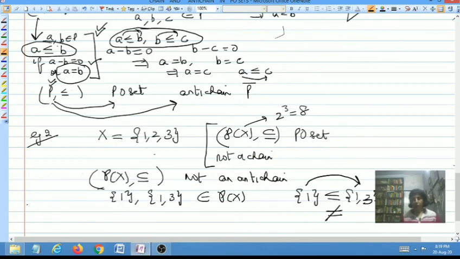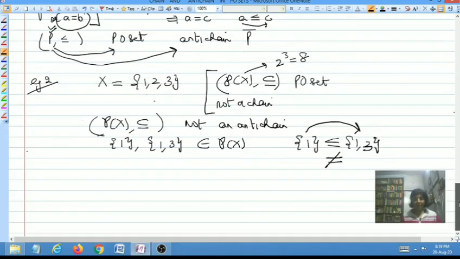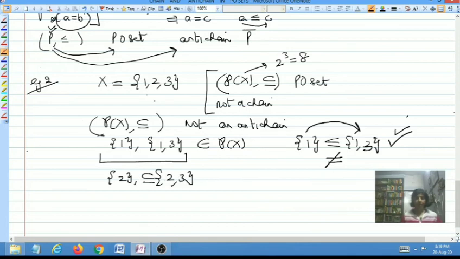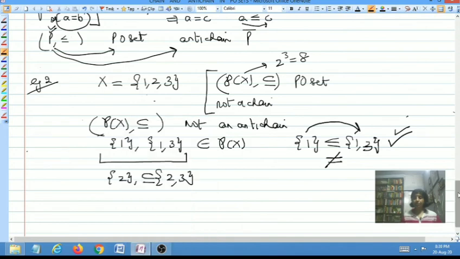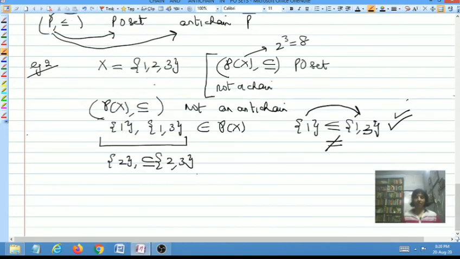But you can see that these two elements are not equal. This means that unequal elements can be related, but in an anti-chain, every element must be related only to itself. Unequal elements should not be related, but here they are, and you can take any such pair. I could have taken the pair {2} and {2, 3}, and {2} is contained in {2, 3}. So this pair also tells you that this is not an anti-chain. So the power set is an example of a POset which is not a chain and which is not an anti-chain.